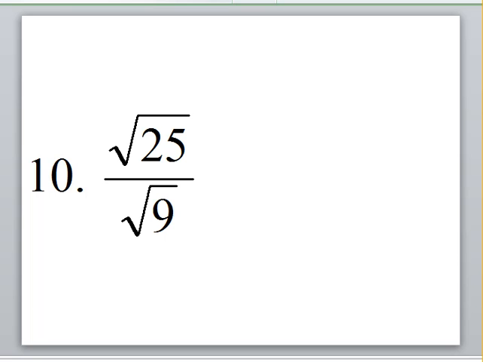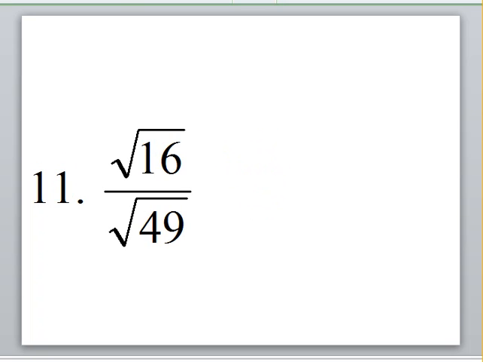Now for a couple more challenging problems. When you have the fractions and they're both perfect square roots, those come out really nice and neat. We get 5 over 3, or plus or minus 5/3. The next one, we've got 4 over 7, or plus or minus 4 over 7. Both of these are perfect squares.